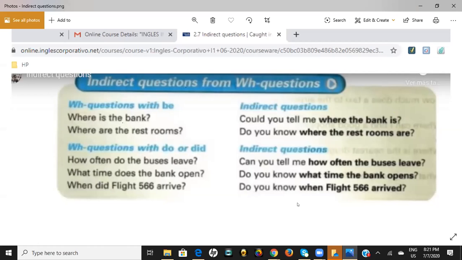Very good. Now, where are my books? Do you know where are my books? Okay, do you know where my books are? Remember that verb to be goes at the end when you're making indirect questions. Yes, so keep that in mind. All right, so you can copy this screen on your computer or your cell phone. I already sent it to the WhatsApp chat.